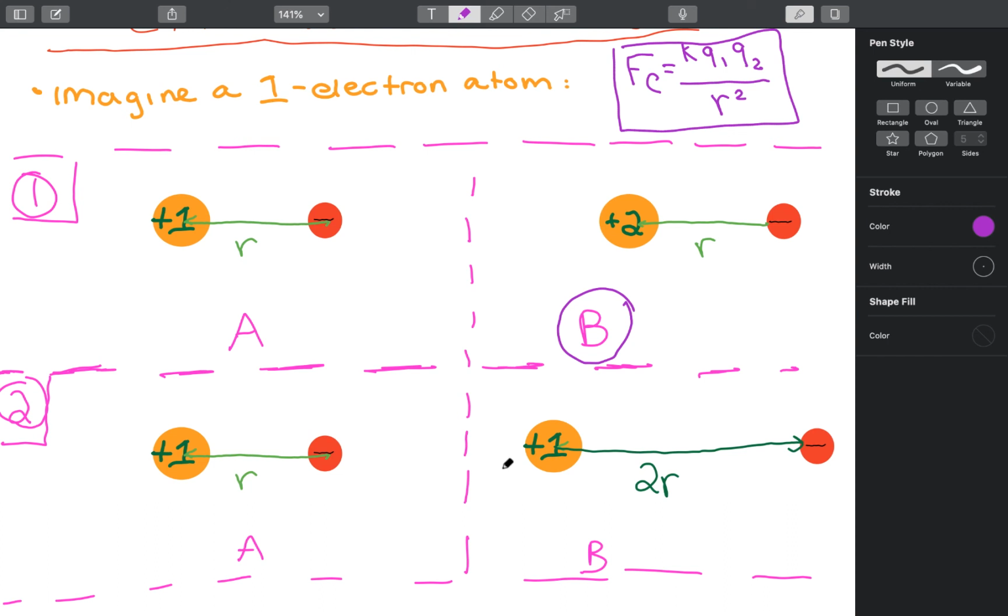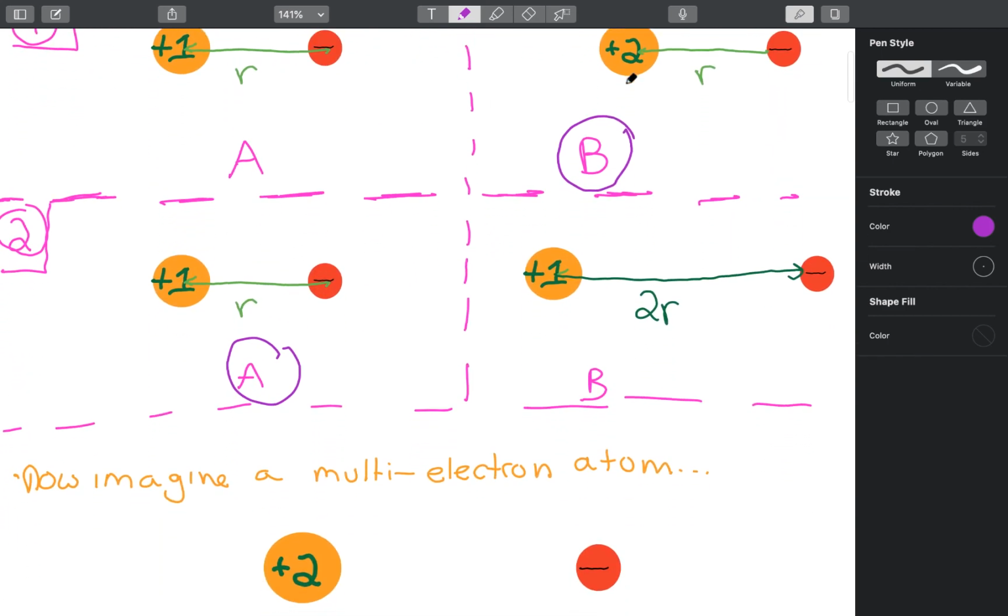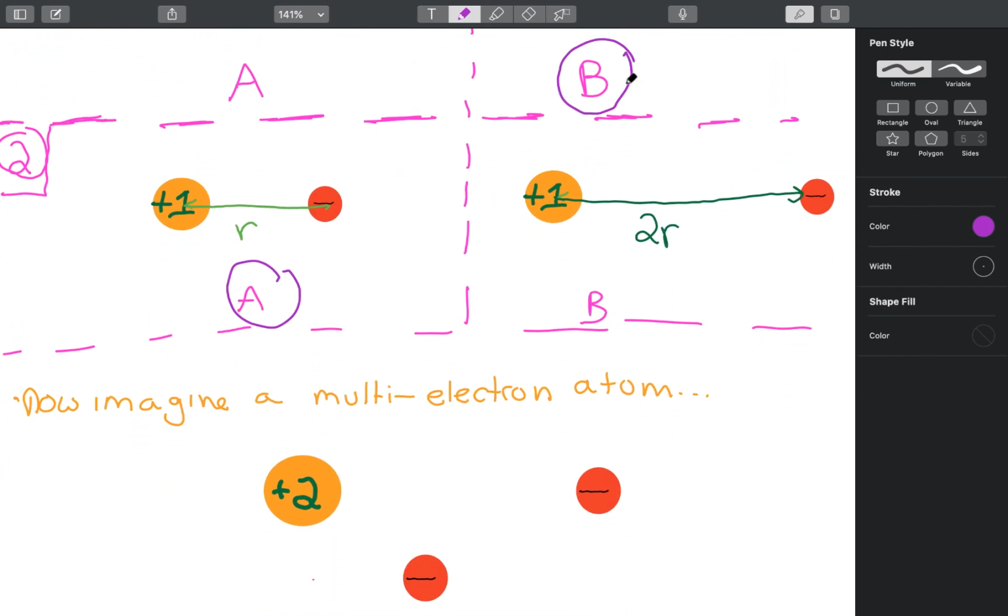So which condition do you think will produce the greater force of attraction? So hopefully you said condition A. And once again, this is because Coulomb's law states that as the distance between two charged species increases, the force between them decreases. So now I want you to imagine a multi-electron atom. In a multi-electron atom, things are a little different because now we have to account for other electrons.